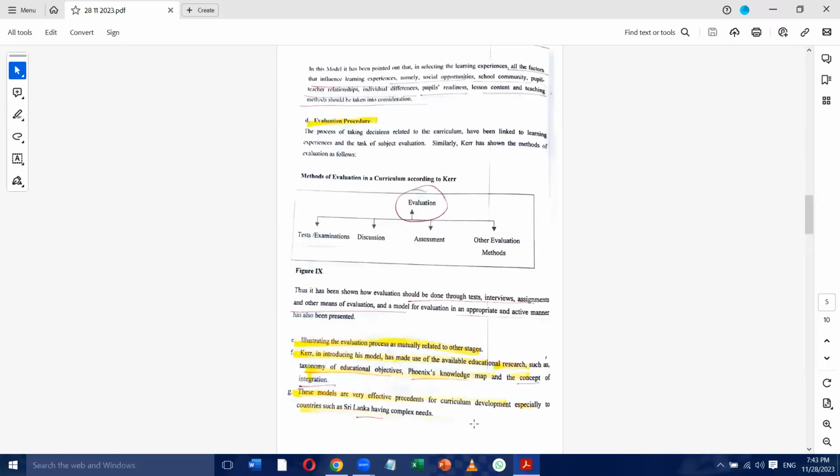Then the next one. In this model, it has been pointed out that in selecting the learning experiences, all the factors that influence learning experience, namely social opportunities, as it is there in the concept map, school community, pupil-teacher relationships, individual differences, readiness, lesson content and teaching method, should be taken into consideration. Next one, D1, the evaluation procedure. That is the final procedure, evaluation.